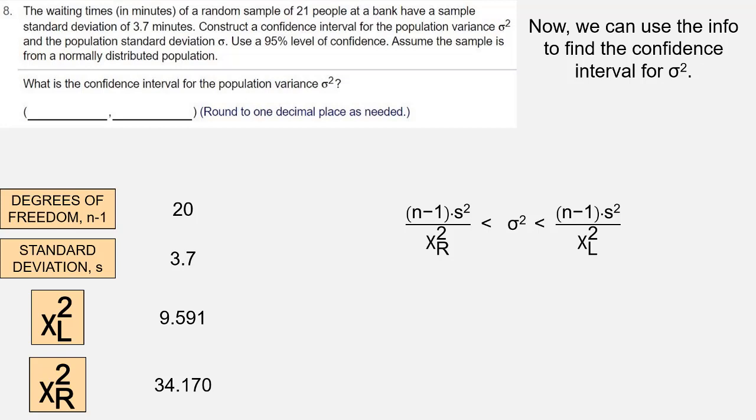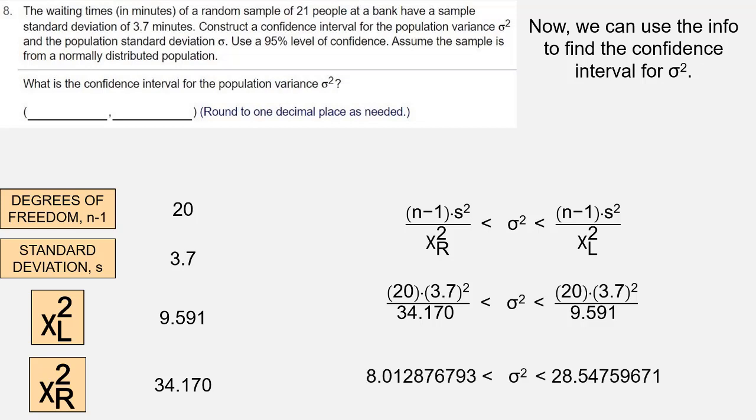We're going to go ahead and insert these values where they belong. 20 times 3.7 squared over 34.170 is less than sigma squared, which is less than 20 times 3.7 squared over 9.591. Simplifying on the calculator, we find that sigma squared is between 8.012876793 and 28.54759671. Rounded to one decimal place, we get 8.0 to 28.5. That's our confidence interval for the variance.